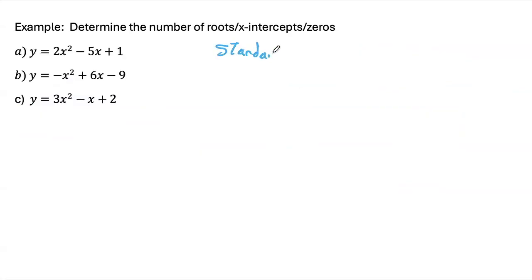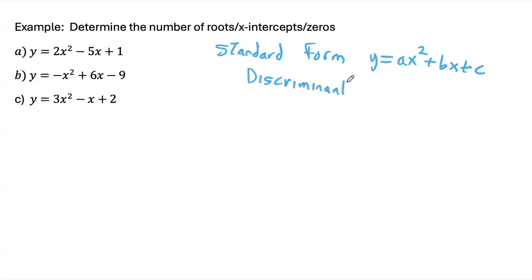So if it's a standard form with y equals ax squared plus bx plus c, then there's a different approach for these. It's the discriminant. Use the discriminant. The discriminant is d is equal to b squared minus 4ac. And so this is going to tell you how many zeros there are.